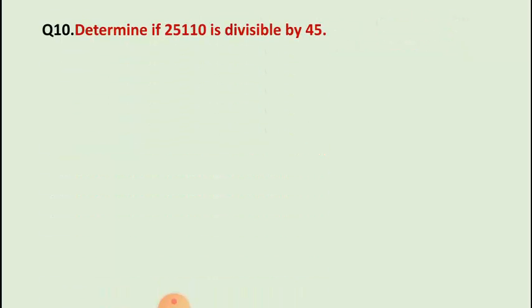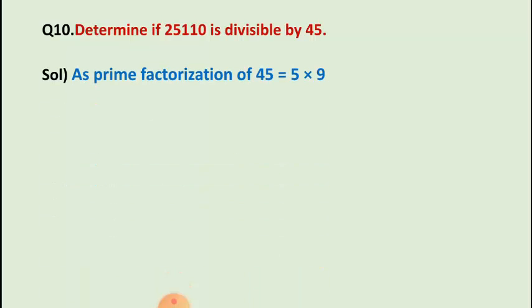Now here comes the 10th question, that is we have to determine if 25,110 is divisible by 45. So children, first of all we know that this first given number will be divisible by this another number only when we look at its prime factorization. And the prime factorization of this 45 will be 5 into 9.